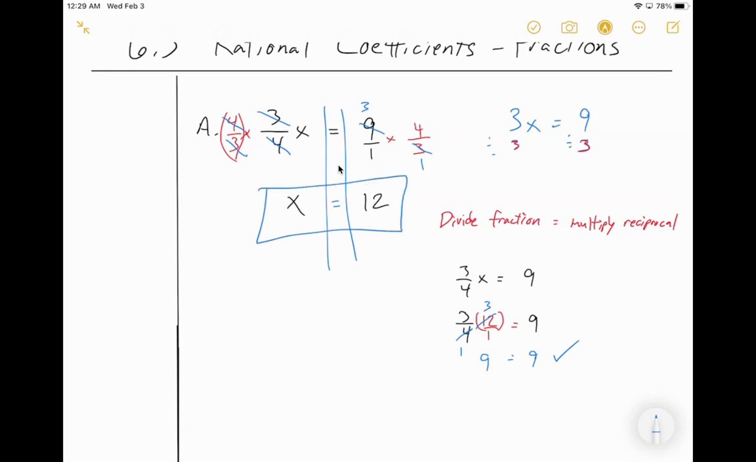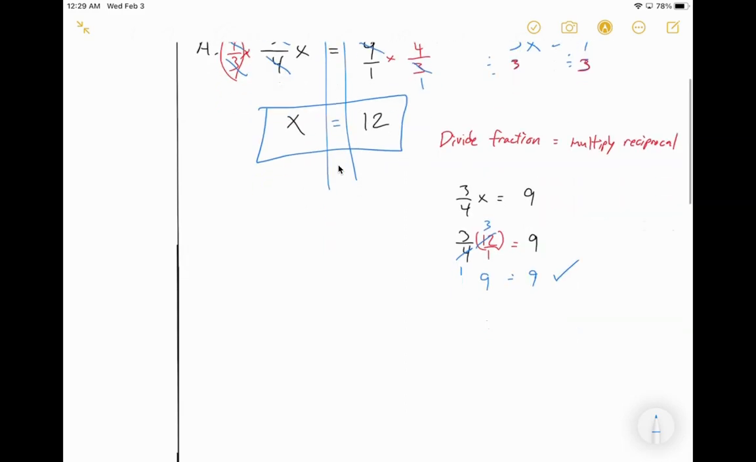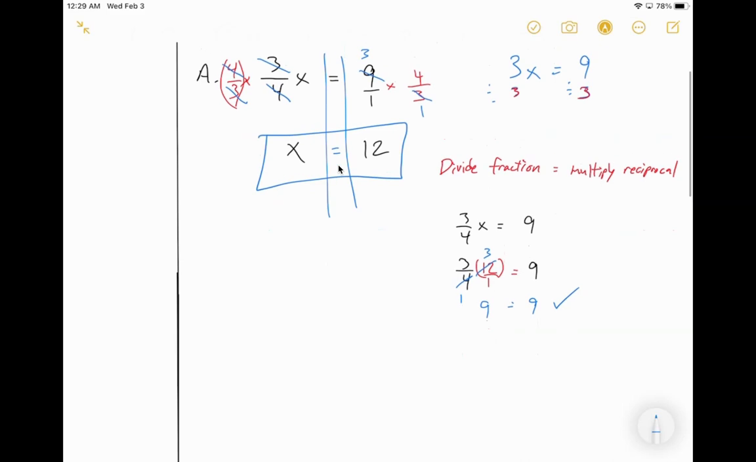Okay, so I know I went over that a little bit quickly. There's a lot of canceling out, a lot of crossing things going on. So let's go ahead and do another one. And we'll slow it down just a little bit and make sure we get it right here. All right, so letter B. 7/9 d is equal to -14.